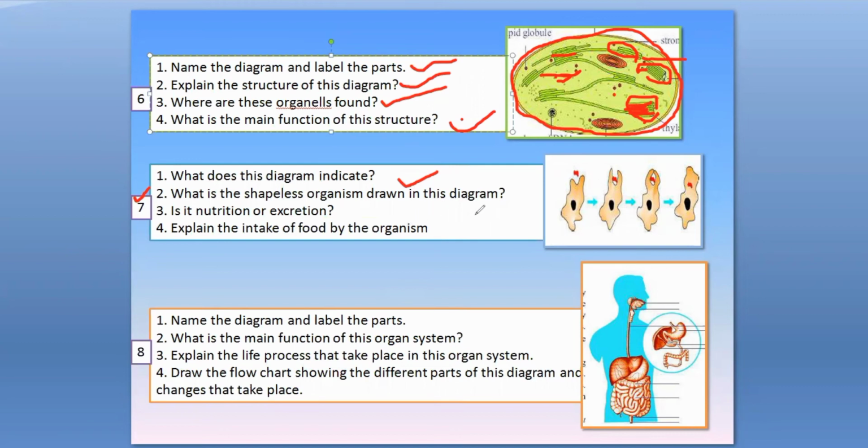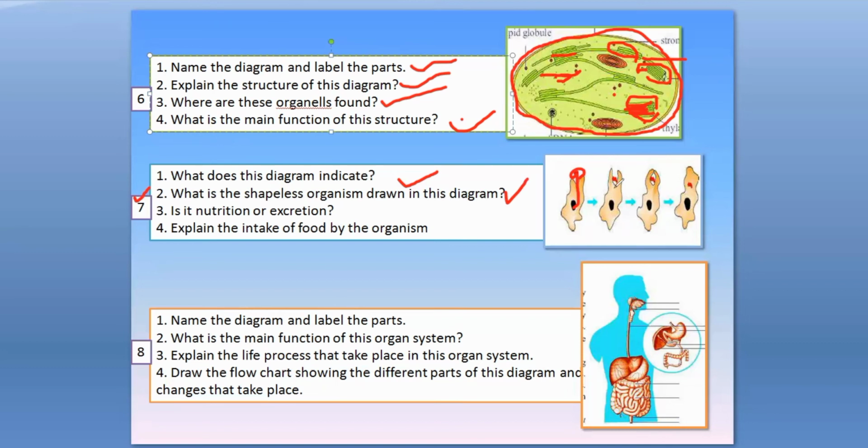What is the shapeless organism drawn in this diagram? It means amoeba. Here the answer is amoeba. Then digestion: inside there will be a food vacuole. Complex substances are broken down to simple ones, then they diffuse into the cytoplasm. Whatever undigested material remains is moved to the surface of the cell and thrown outside.